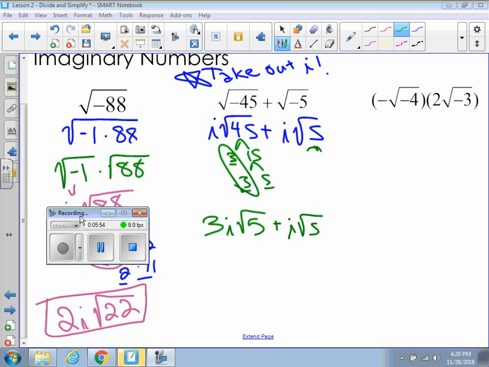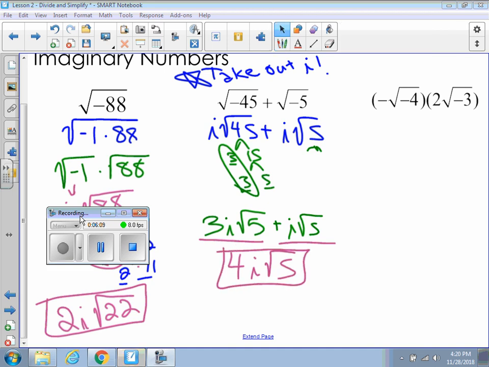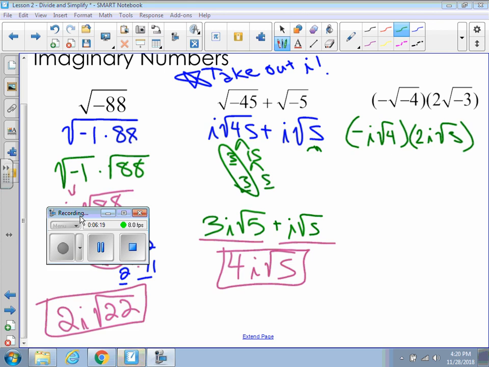Now, these are known as like terms. We have the same index, and we have the same radicand. So 3i root 5 plus i root 5 gets you a total of 4i root 5, and you are done. For this third example, take out an i in both cases first. So now you have negative i root 4 times 2i root 3.